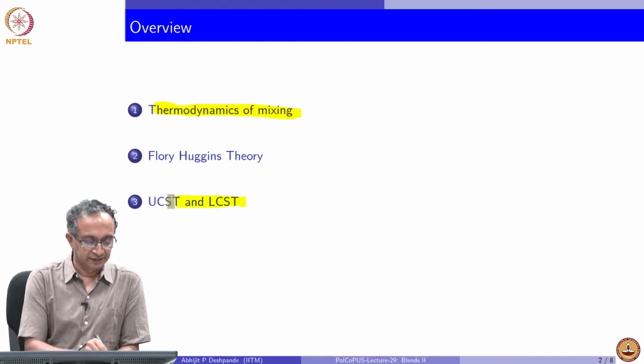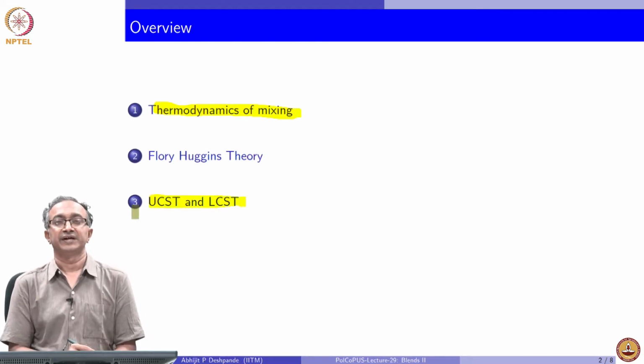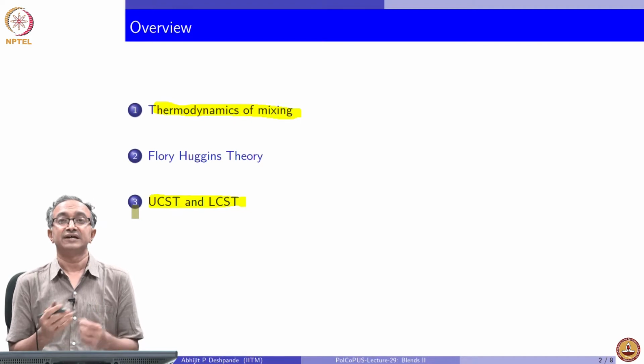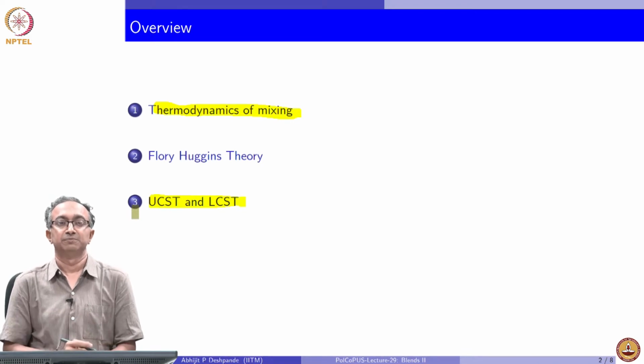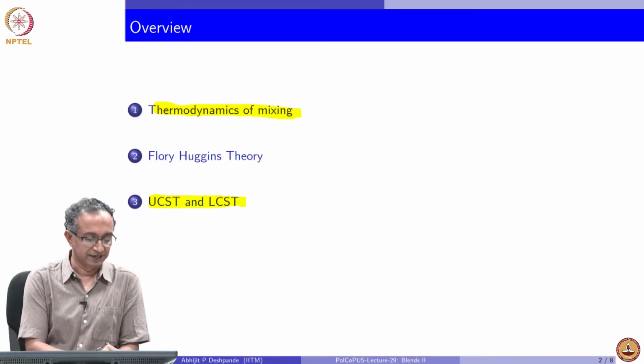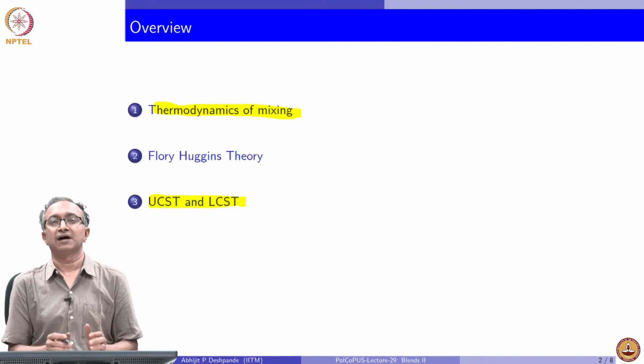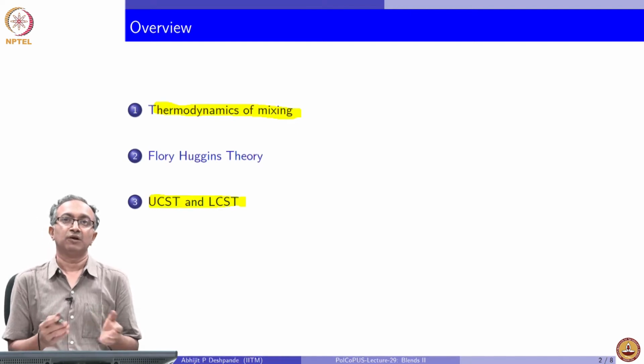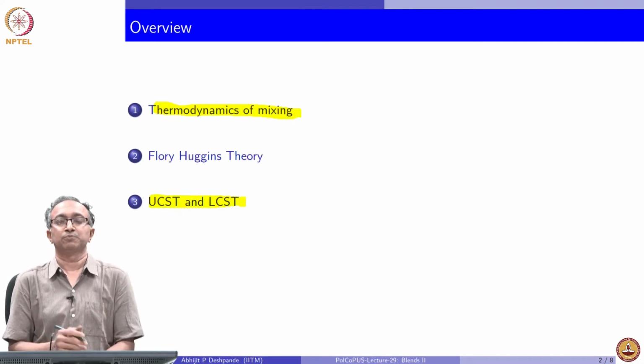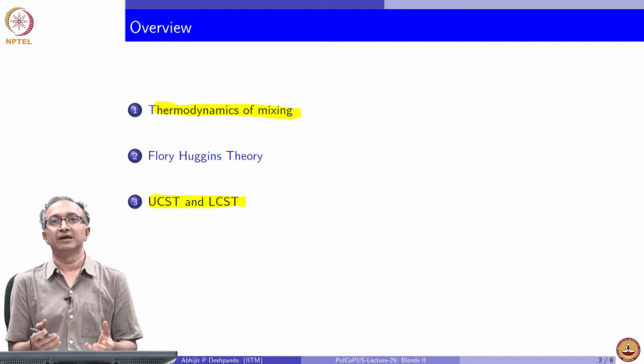systems. And then finally, we will end with looking at critical temperatures, which demarcate the boundary between miscible, partially miscible and immiscible regions in polymeric blend systems. Some of these are also similar to small molecular systems. So from a thermodynamic point of view, the theories are very similar.